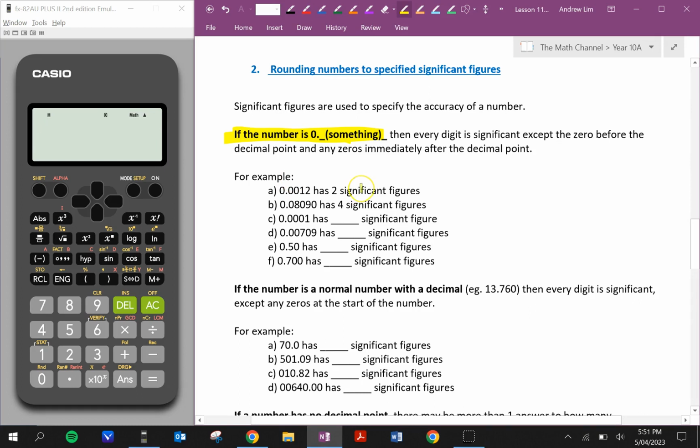So, for example, 0.0012 has two significant figures, and they are these two. Because the 0 is not significant and any zeros immediately after the decimal point, not significant. So this just has 2. With question B, has 4 significant figures. These are the 4. Okay, the 0 before the decimal point is not. Any zeros immediately after the decimal is not. So 8090 has 4 significant figures. Pause the video, have a go with C, D, E, and F.